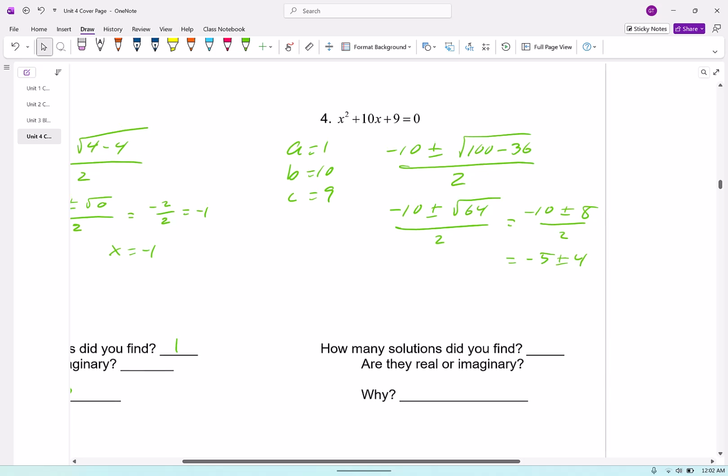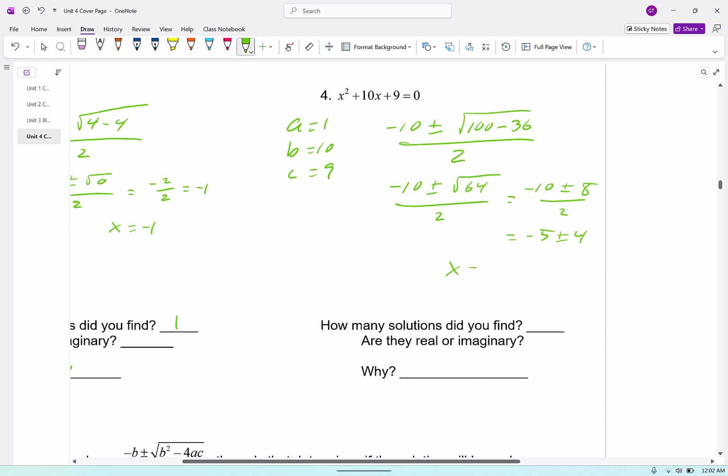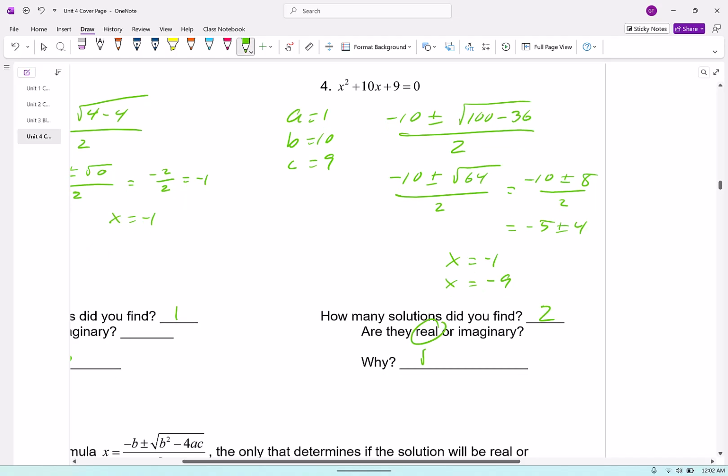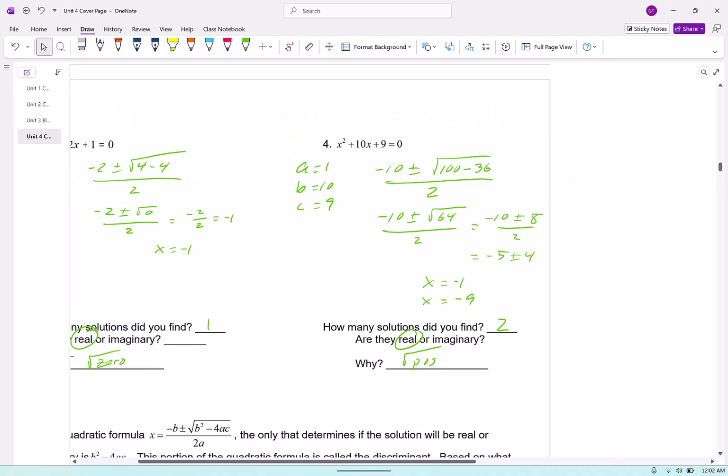So -5 plus 4 is x equals -1. -5 minus 4, x equals -9. So I have 2 solutions. They are real, because it is positive under the square root. Okay?